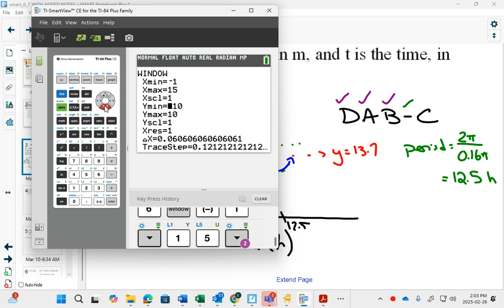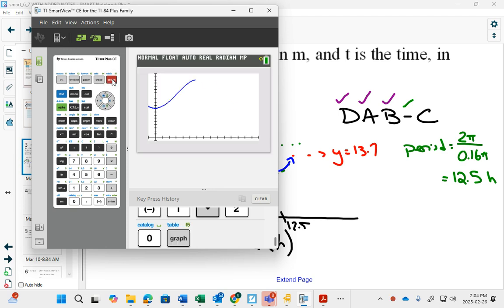And my y values, I don't need to go negatives. Maybe I'll go -1 so I can still see my x-axis. But my maximum was 18.2, so maybe I'll go up to 20. If I do that, it looks more like the graph that I drew.